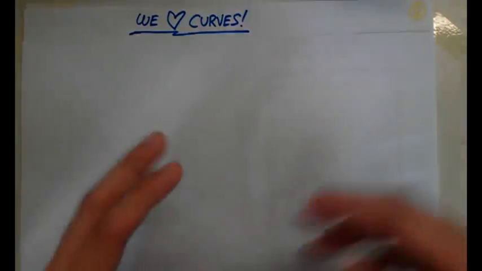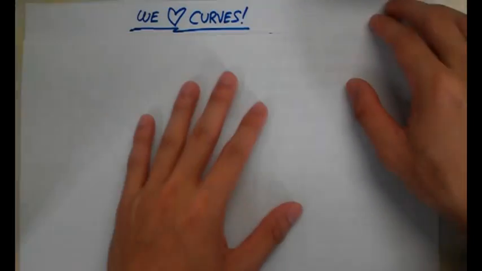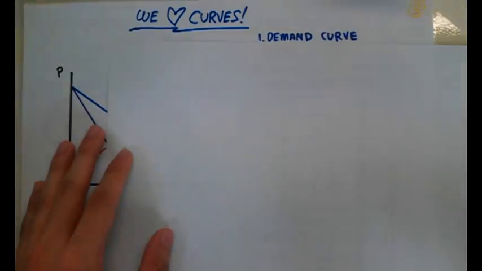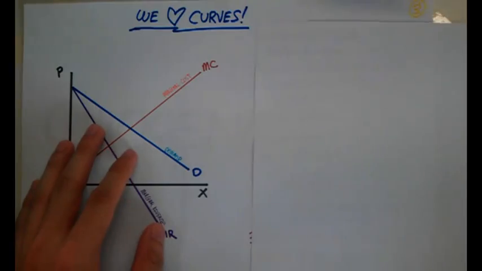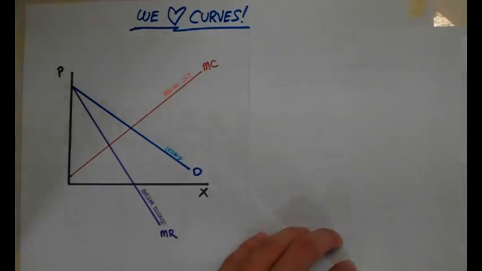Yes, we love curves. Everybody loves curves, especially guys. Let me show you what the monopoly's graph is going to look like first. This is what it looks like. Let me orientate you to the graph. I'm going to be using my ruler.